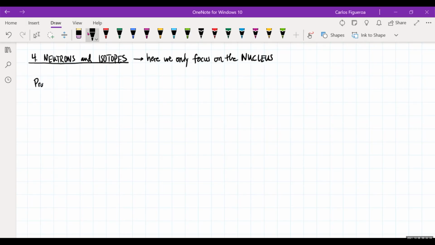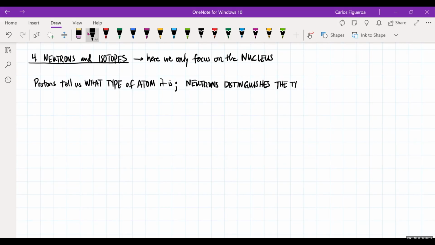We know that protons tell us what type of atom it is, but neutrons distinguish the type of isotope one has. So this is another big definition.